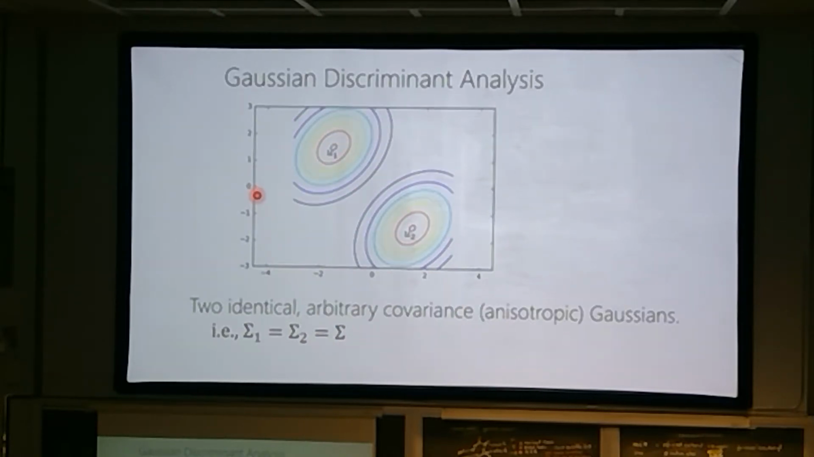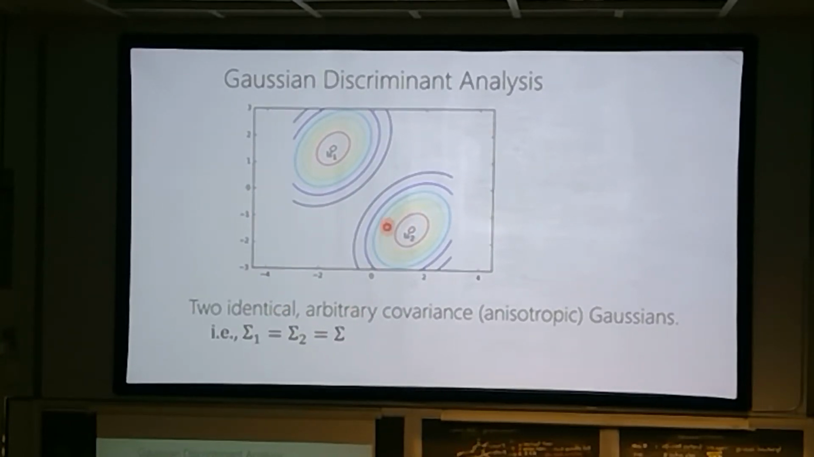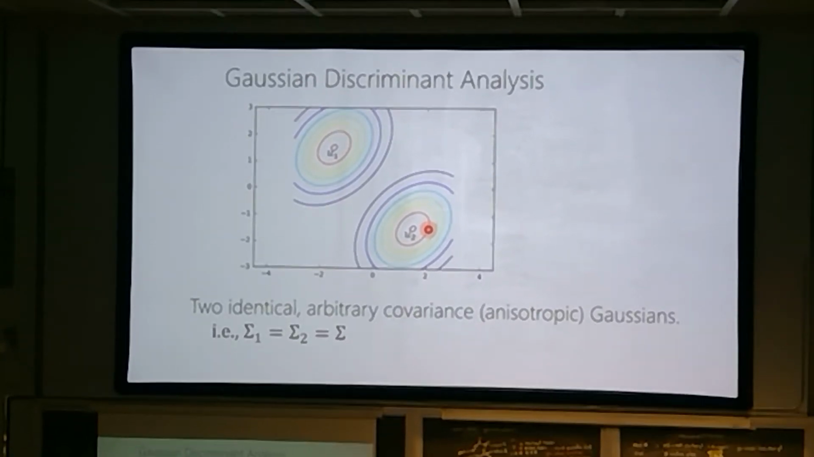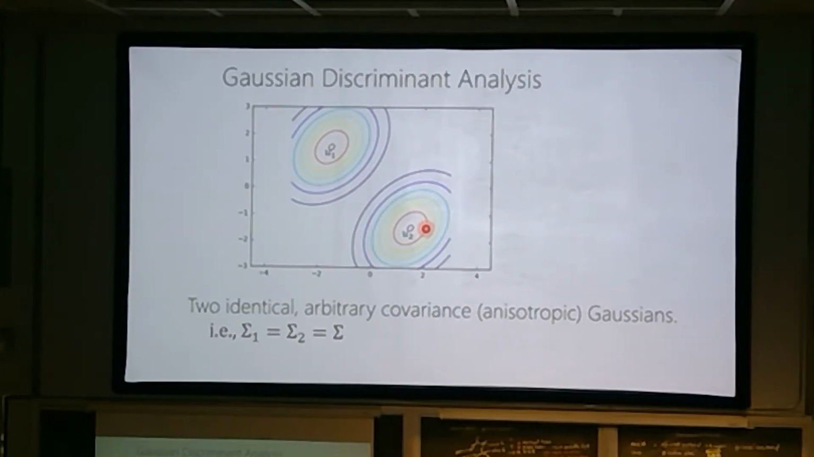If I loosen that constraint a bit and let them be arbitrary covariance matrices, then as you've again seen earlier in the class, these level sets can start to look like ellipsoids that are drawn out in particular directions depending on the eigenvalues of that matrix.